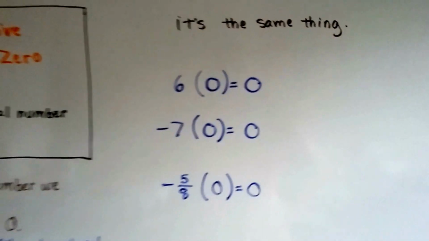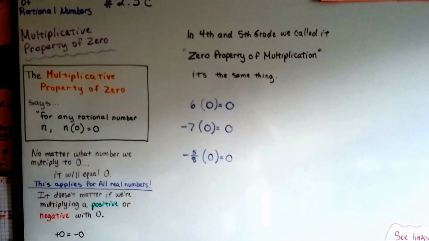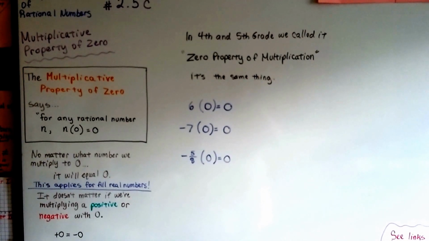Okay? In 2.5d, we're going to talk about using the commutative and associative properties with rational numbers.